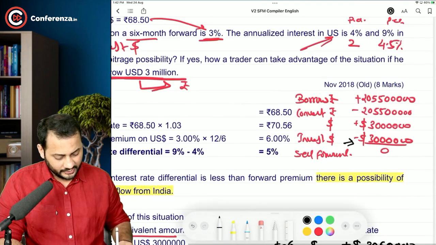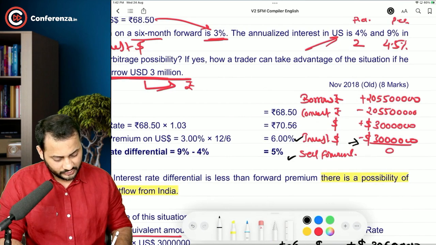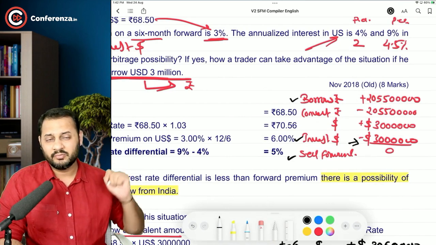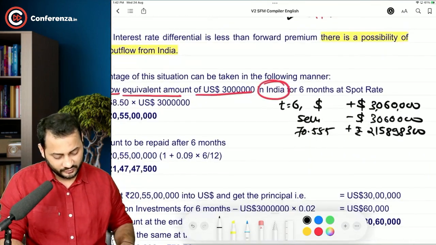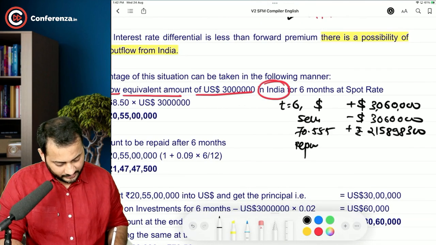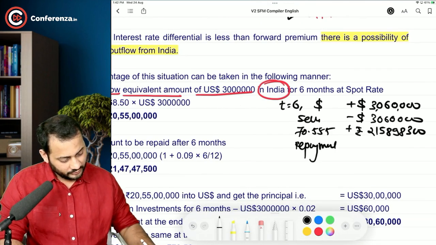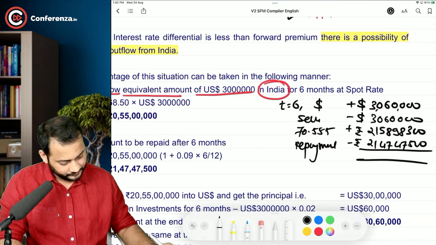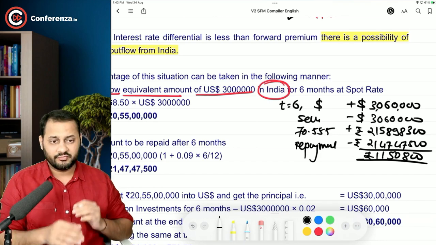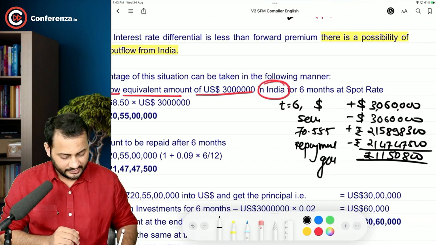Now is the time to make the repayment. See, you did this one also, and now is the time to make the repayment of Indian currency. 20 crore 55 lakh plus 4.5% of the interest for 6 months. So repayment 20 crore 55 lakh plus 4.5% comes to 21 crore 47 lakh 47,500, and the gain is 11 lakh 50,800, and that's the gain.